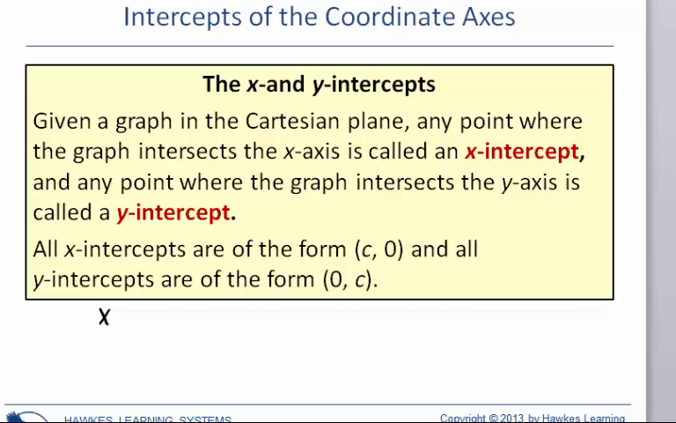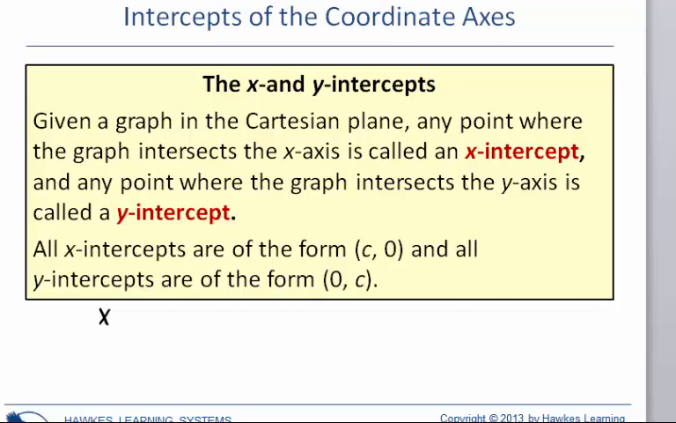We'll now continue our discussion on section 2.2. We'll look at a definition for the x and y intercepts. Given a graph in the Cartesian plane, any point where the graph intersects the x-axis is called an x-intercept, and any point where the graph intersects the y-axis is called a y-intercept.